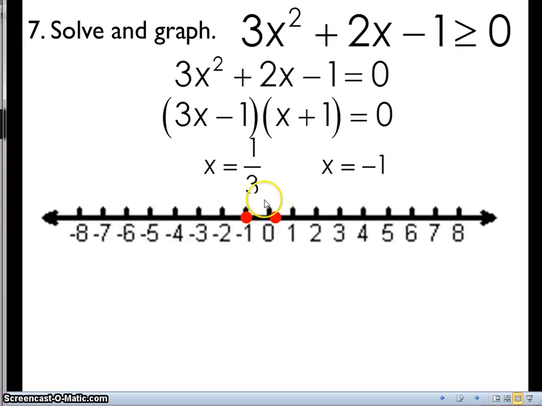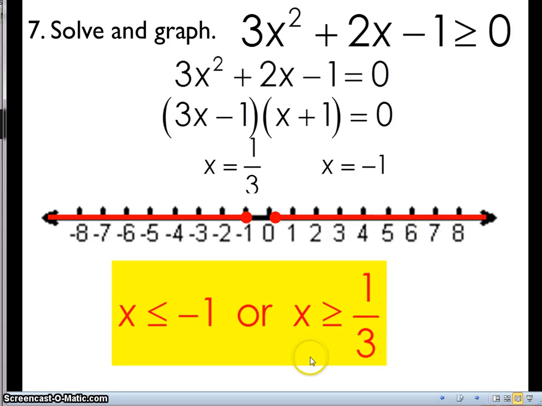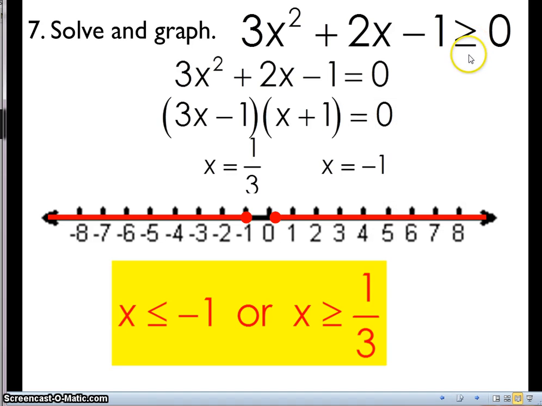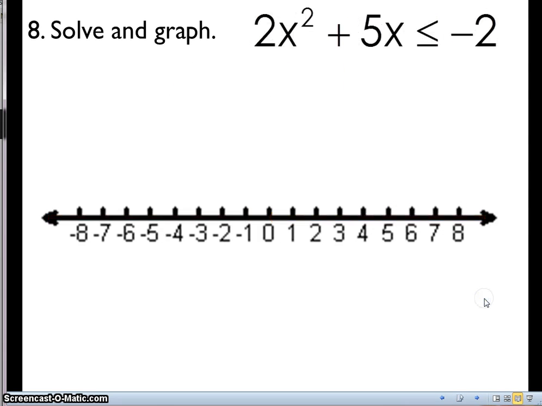Pick 3 values, one on the left, one in the middle, and one on the right. If it's true, we're going to shade, and if it's false, we do not shade it. Then you have to interpret your graph. Ors go out on this one, so the number on the left I write down first so that it matches the arrow. The number on the right, which is 1/3, goes second, and the inequality will match the arrow. This has an or equal to, so sorry about that. Has an or equal to, so make sure you put the bar underneath.